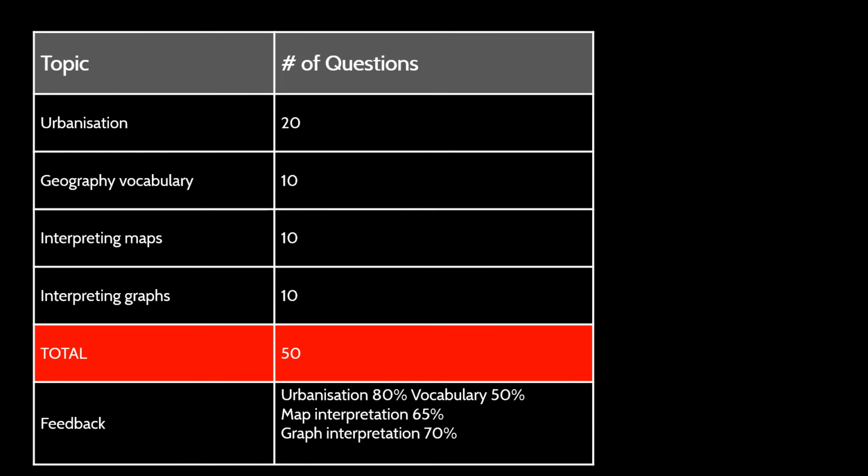So here, say we're still only asking 50 questions, so we're only going to have 20 questions about urbanization, 10 about geography vocabulary. These first 2 here are both content knowledge sections, and then here we've got 2 skill sections, okay? And we can report separately the student's performance in each of those sections. So you could say it's divided up into 4, or you could even combine the 2 content ones and have a content percentage and a skills percentage as well, if you wanted to.